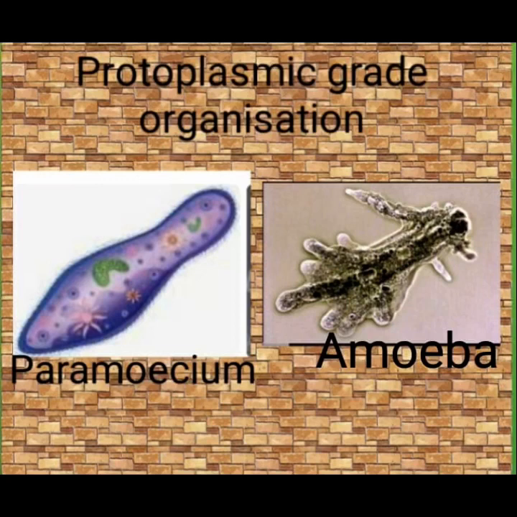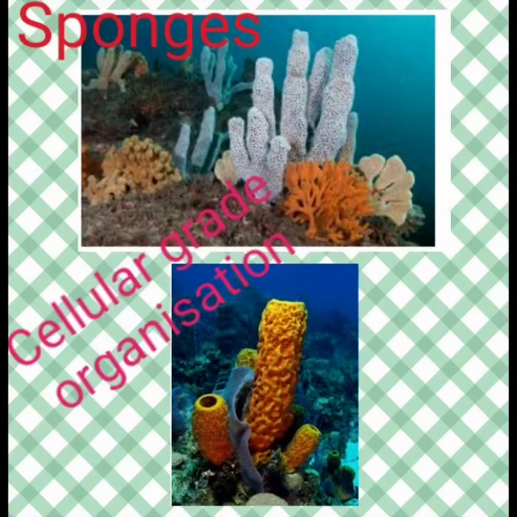Protoplasmic grade organization. In unicellular organisms, all functions are performed by a single cell only. This is called protoplasmic grade organization. Example, amoeba, paramecium. Cellular grade organization. In some multicellular organisms, tissues are not formed. This body organization is called cellular grade organization. Example, sponges.